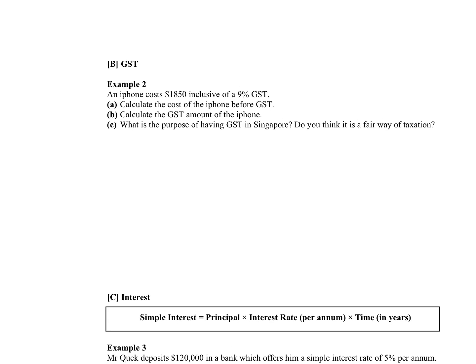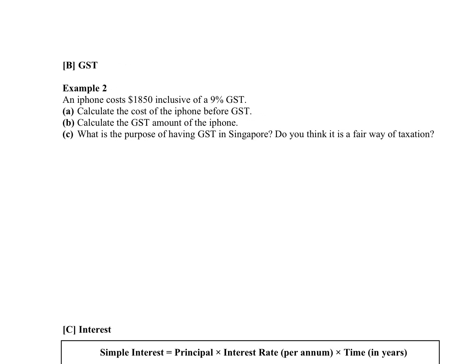Okay, this one, iPhone. An iPhone costs 1,850 inclusive of a 9% GST. So this one represents how many percent? 109. Don't tell me this is 100. The moment you write 100 is wrong already, because they already tell you inclusive. So this is 109. Go and find your 100.